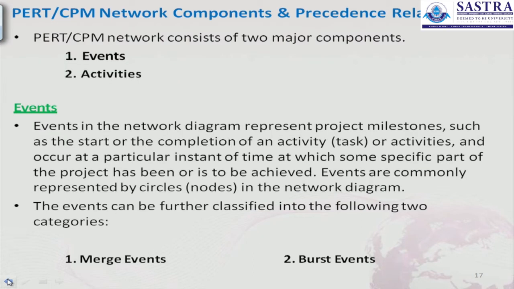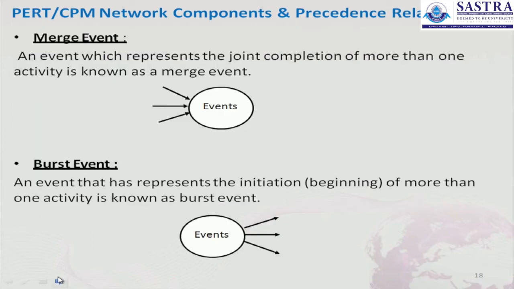The network consists of two major components, that is events and activities, but the events are classified into two categories: the first category is merge events and the other category is burst events. Here I am giving the diagram to show the events. A merge event is an event which represents the joint completion of more than one activity.